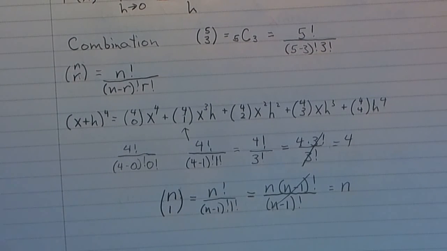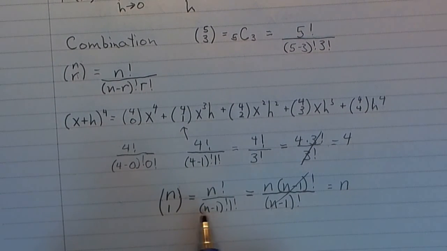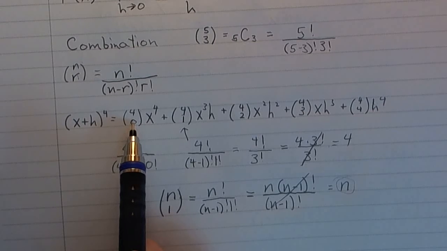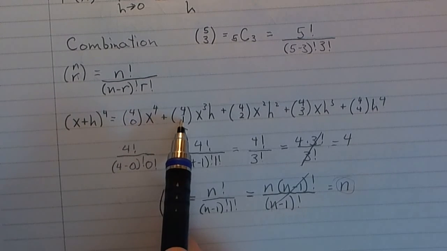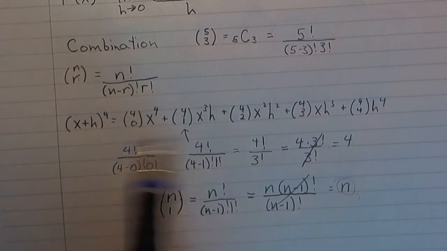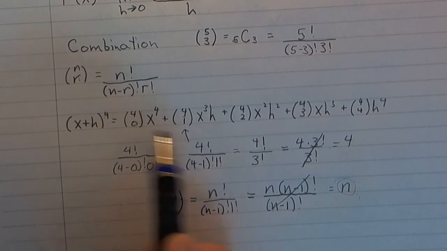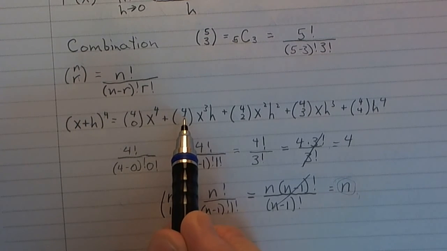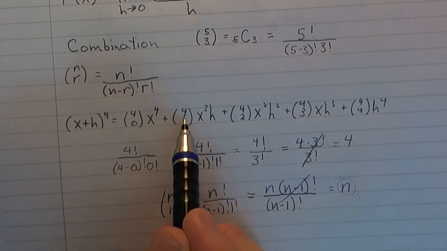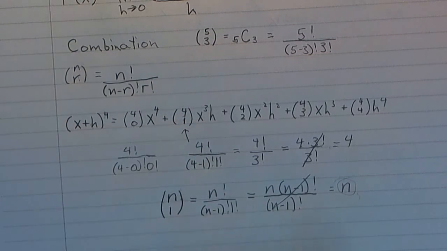My point here is not to get too much involved in how we simplify these factorials, but just to show you this term right here, n. The second coefficient, the first coefficient is going to be 1, the second coefficient is going to be n. See here, the second coefficient was 4. So notice, x plus h to the 4th, the second coefficient was 4. If this was x plus h to the 5th, this coefficient would be 5, and so forth.